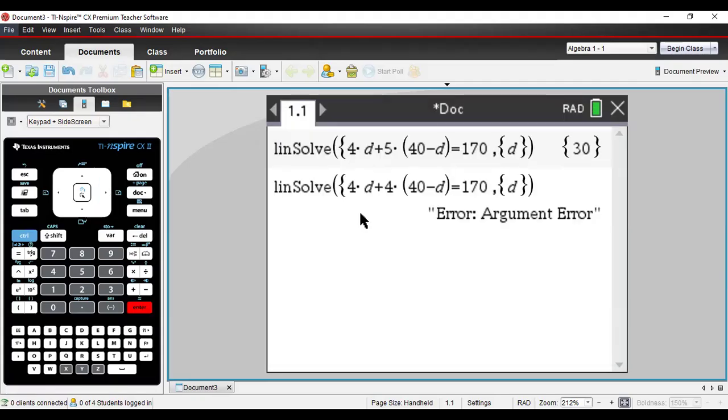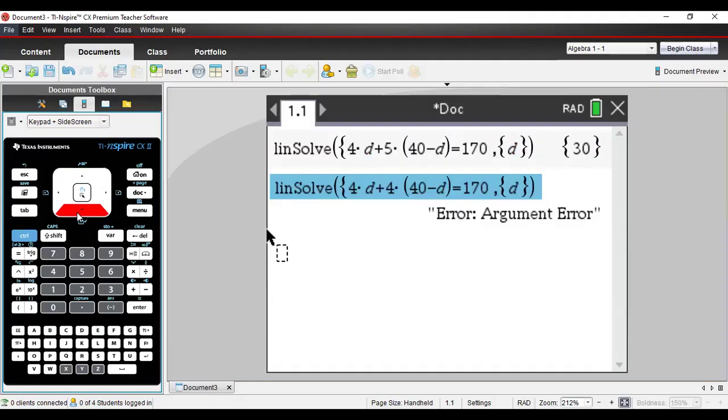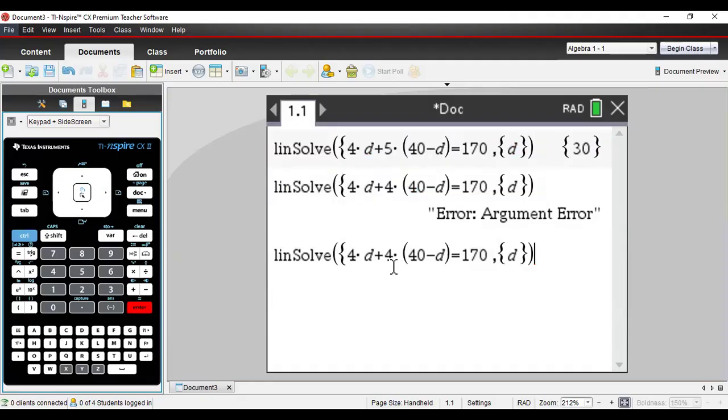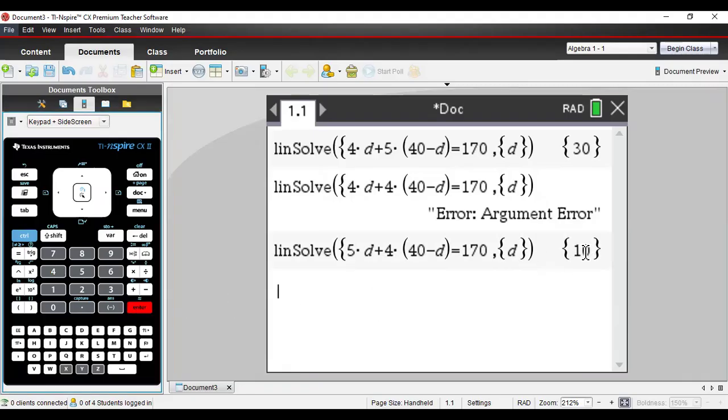Oops, something didn't work. Let me double check. Oh, I was trying to make that a 5 and kind of messed it up. Let me see if I can fix it. This is supposed to be 5. And this one is supposed to be 4. And then we press enter and it says 10.